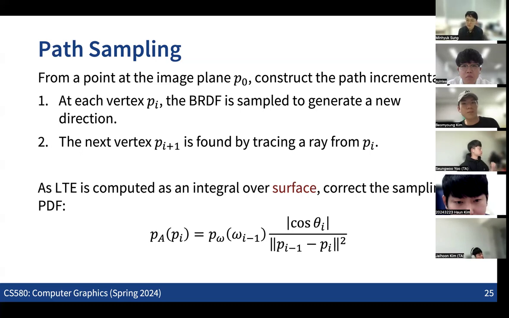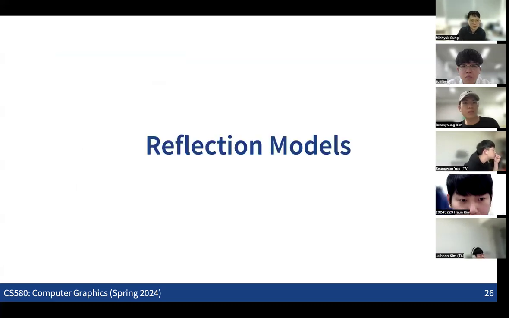So this was the wrap-up of the basic ideas about global illumination. And today, the main topic is the reflection model. So I'm going to briefly explain some of the ideas that we did not discuss in the previous lecture.